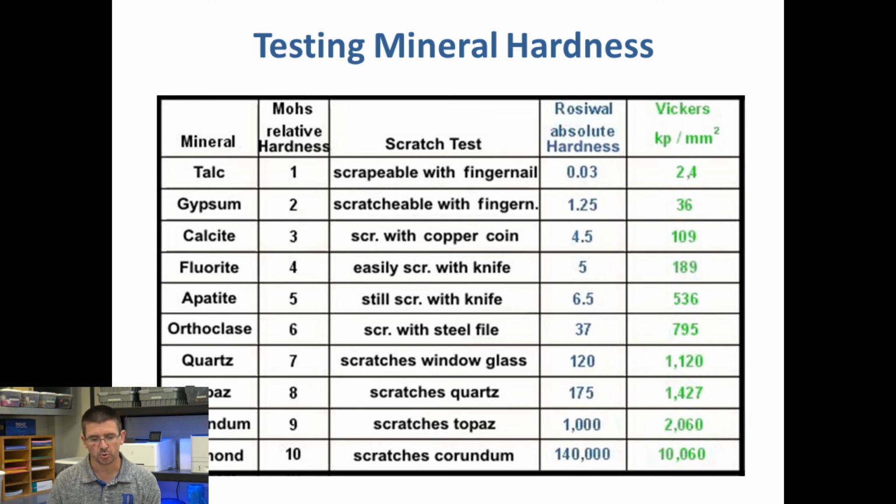But then you get to the harder minerals, even things like diamonds and rubies and sapphires, that would be the corundum. Those can actually scratch all of these other minerals, but they can even scratch things like glass. So you could use that as a test once you get to the higher end of the hardness scale.